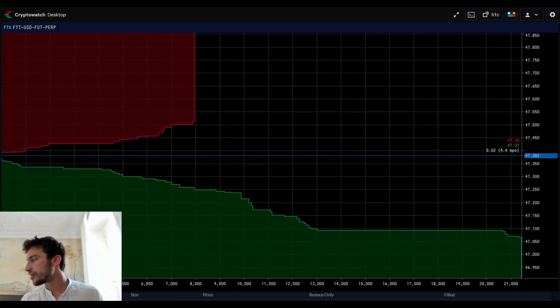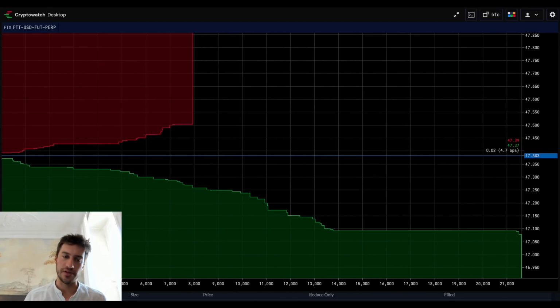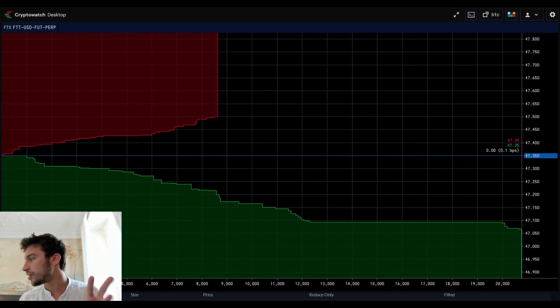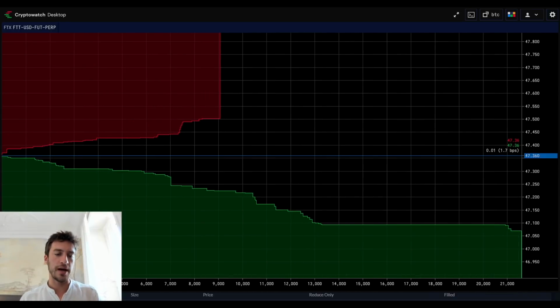The third reason is the second best reason. There's 4 reasons why this happens, and I'm going to summarize them too, so you don't forget. The third reason is the second most important, which is liquidity behind order walls.